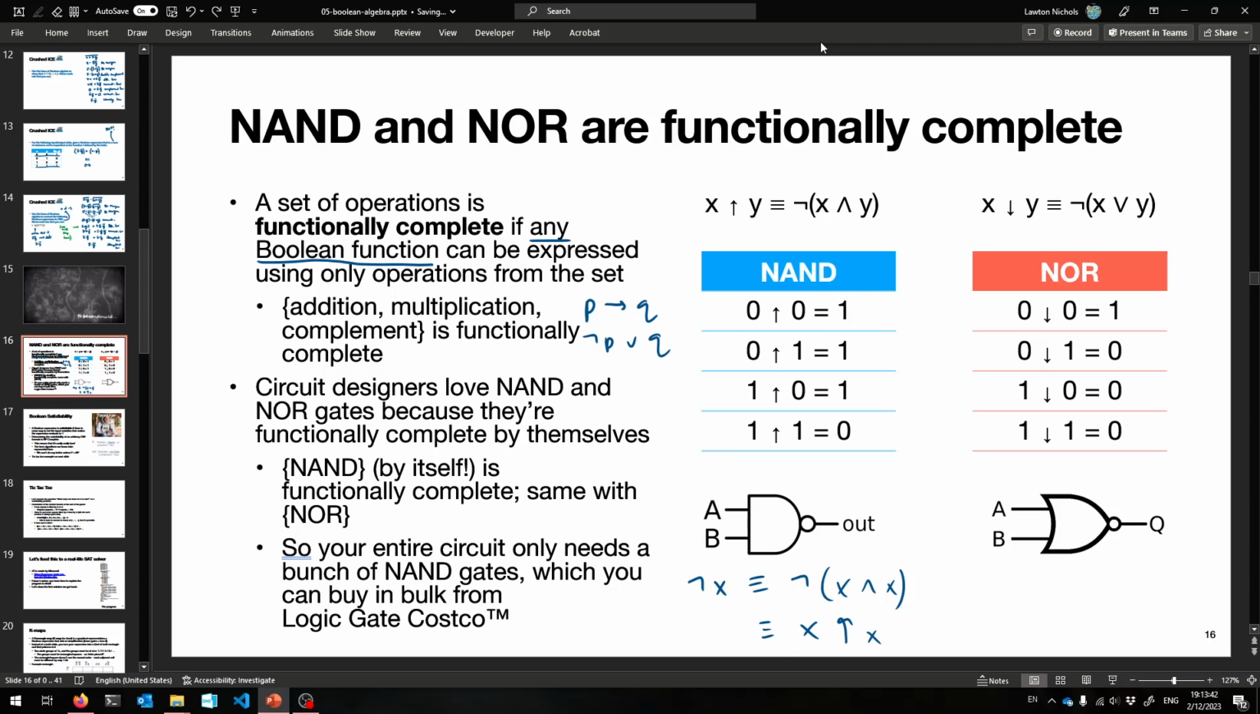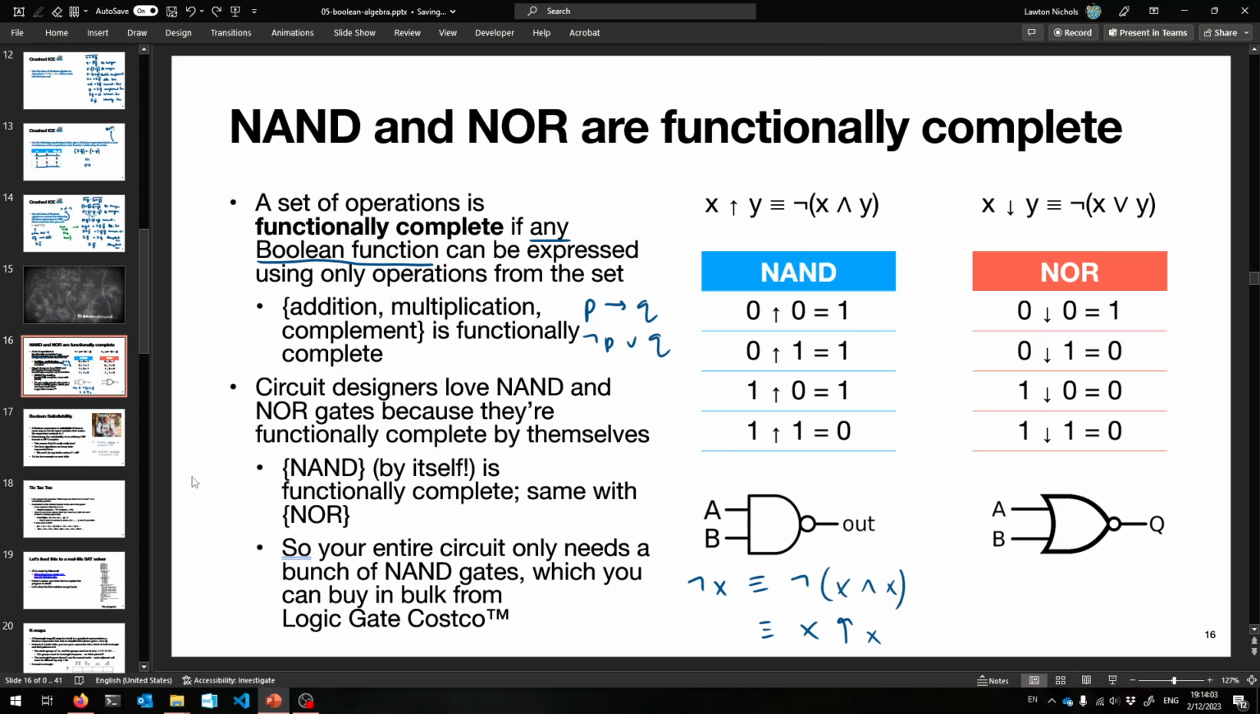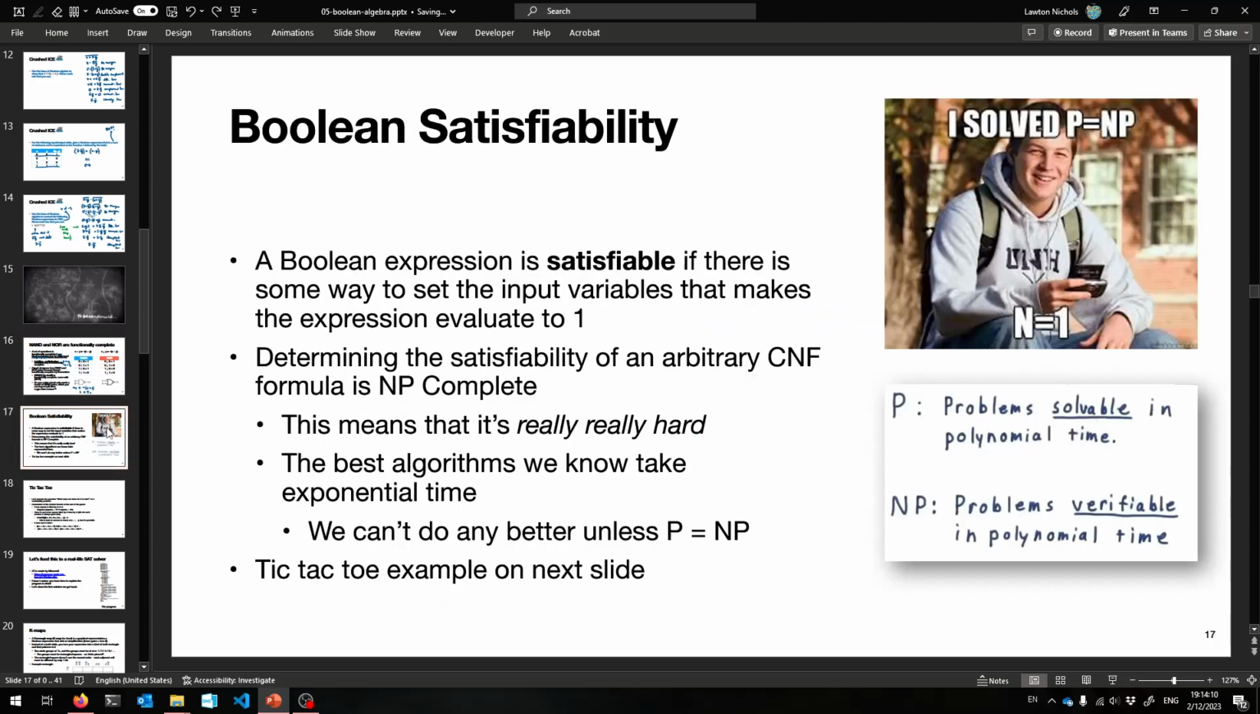And the reason behind this, why would you want this? It's because it's very cheap to make the same gate a bunch of times and use that to do everything inside of your CPU, inside of whatever logic circuit you're creating. So that's why this is important, and a lot of CPUs are made just entirely of NAND gates these days. So that's fun to think about. And so that's functional completeness. It's a cool idea, I think.